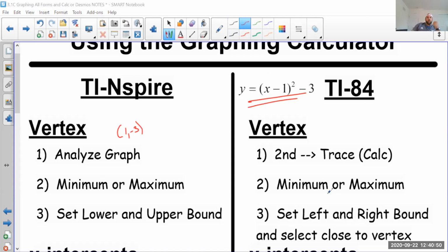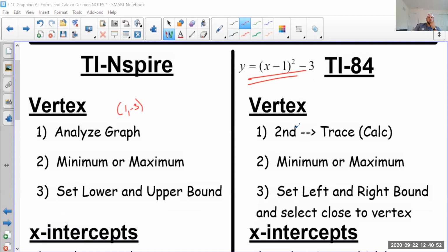If you're using an 84, it's the same type of thing. You go to menu. I'm sorry, not menu. You go to second, trace, which is calculate. Again, it's going to be minimum. So you're finding the minimum of your graph. And then again, you need to set the left and right bound. The left on the left side of the vertex, the right on the right side of the vertex. Hit enter, and it should give you your vertex.